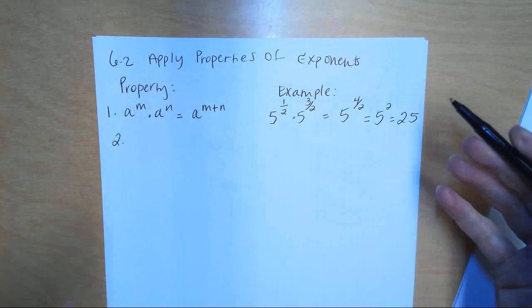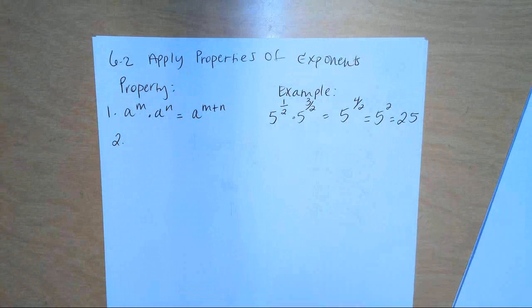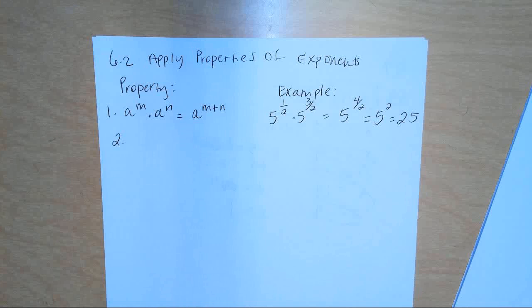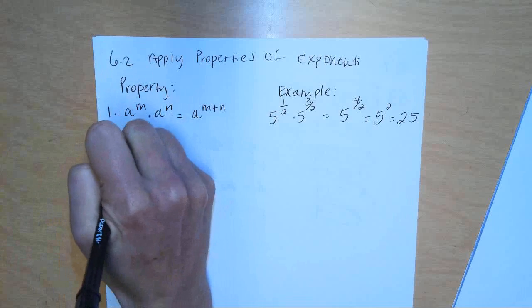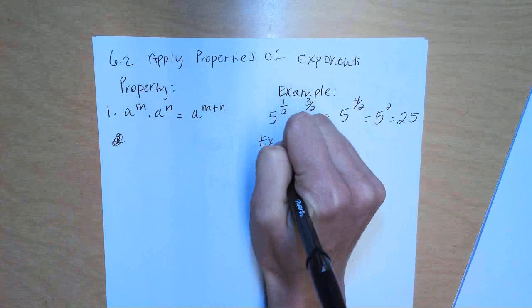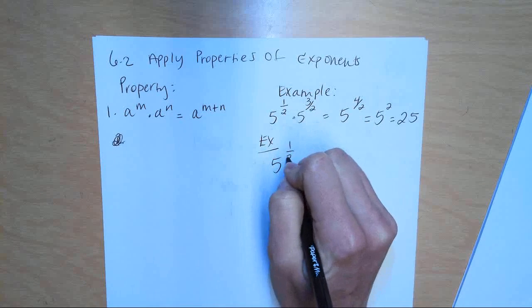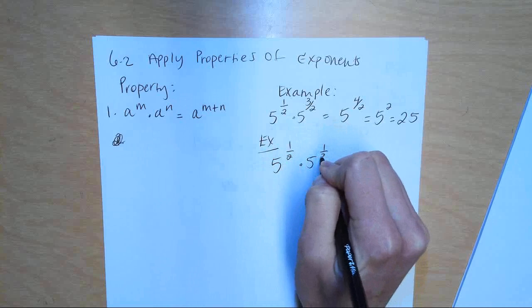You can write this example in your foldable where we left a space. Okay, I want to do one more example. What if we had 5 to the 1/2 times 5 to the 1/3?